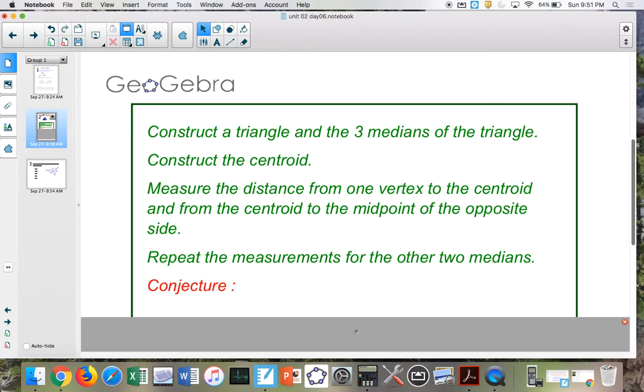You can go ahead and repeat that for the other 2 medians, or if you want to just do it for one, then I want you to move your triangle around and notice the connection between those 2 measurements, those 2 distances. This would probably be a good time to pause and then go ahead and do that. And when you're finished, come on back.